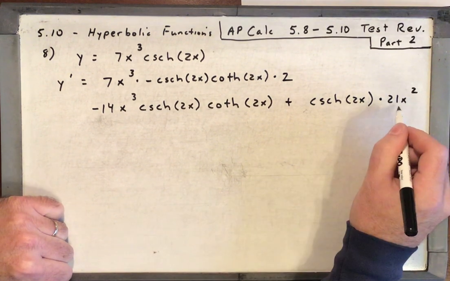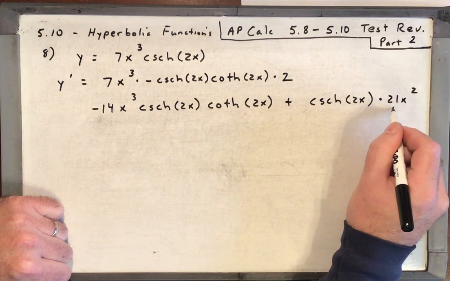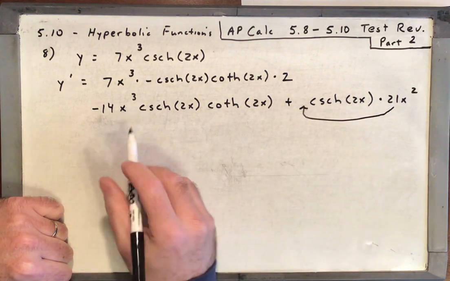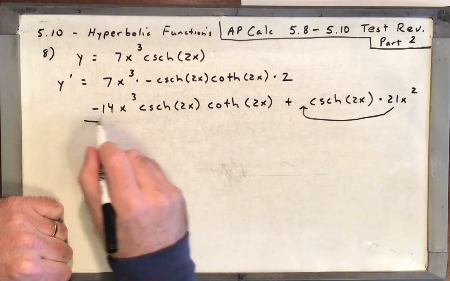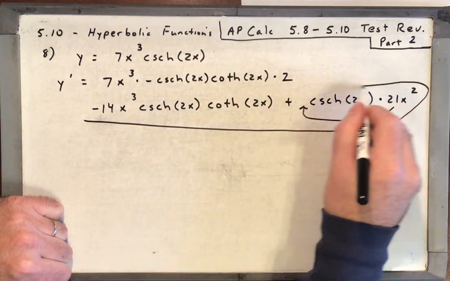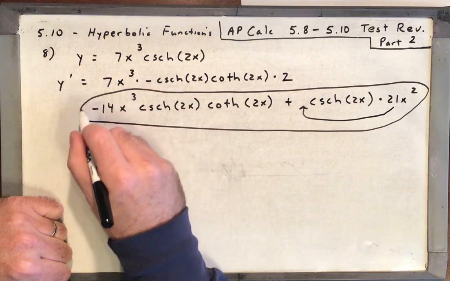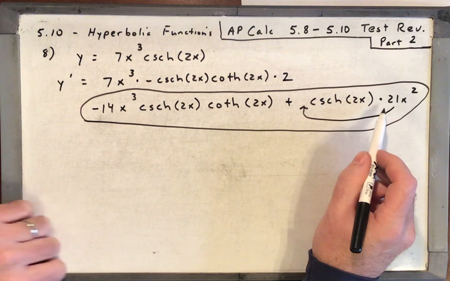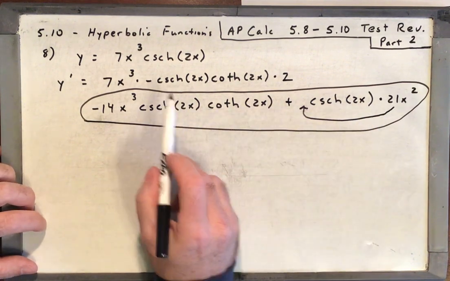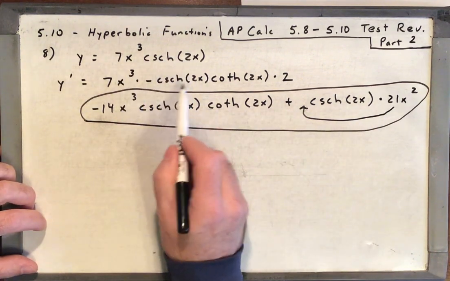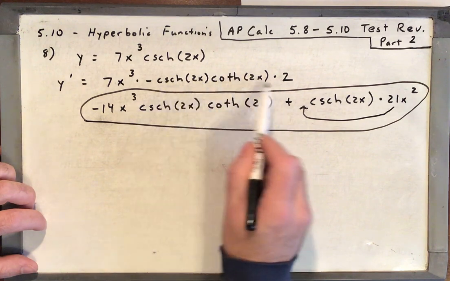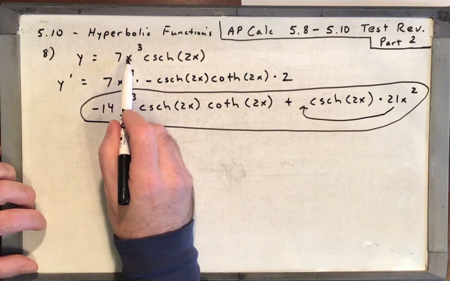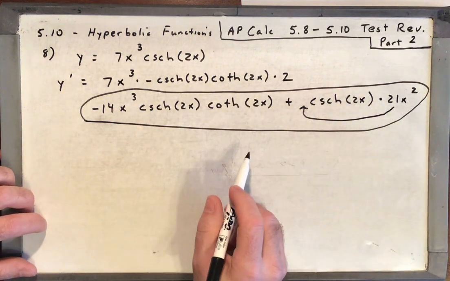All right, so if you want, it would probably look better if we brought that 21x squared out front. But I'm not going to rewrite it just to do that. Look at that. Now that looks a lot worse. This would scare the children if it were on the board. That looks a lot worse than it actually was. So first times the derivative of the second, and that's all that jazz, plus the second, hyperbolic cosecant 2x, times the derivative of the first, 21x squared.